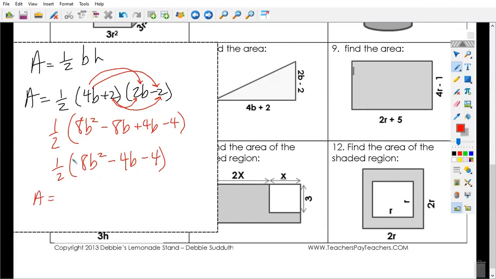Now we're going to multiply everything by a half. So area equals, what's half of 8? 4. What's half of 4? 2. And then what should the other term be? We combine negative 8b plus 4b, because they're like terms and they can be simplified.